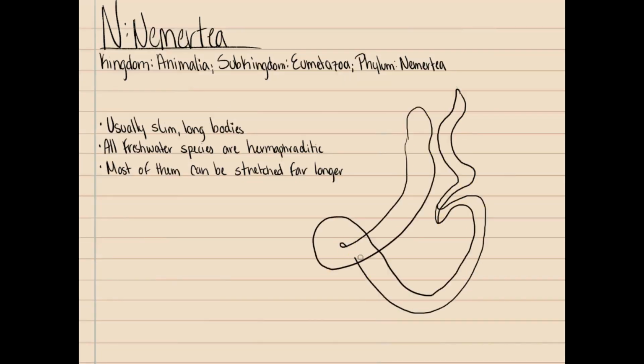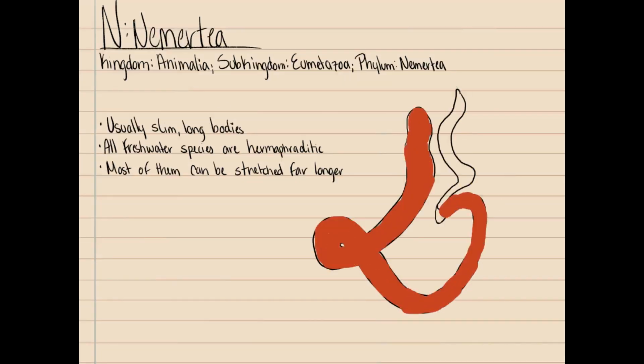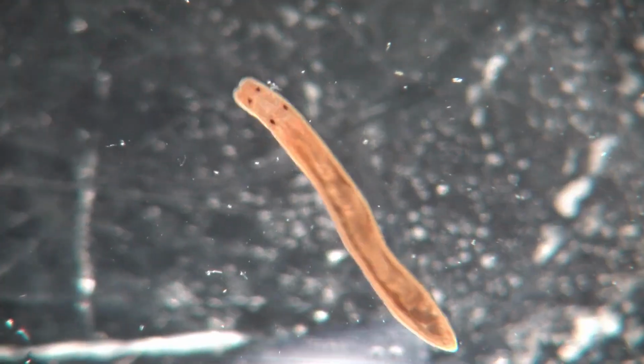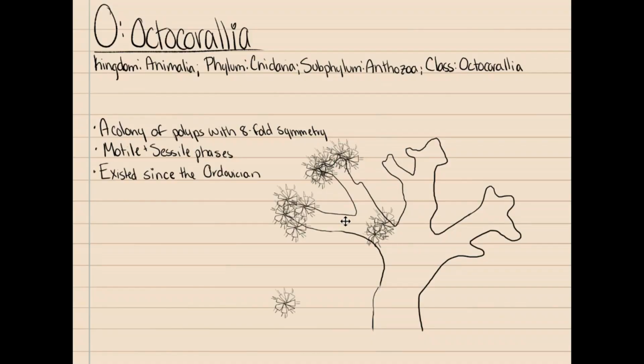N is for Nemertea, or ribbon worms, some of which can stretch up to 10 times their length. And here's a video of a Nemertea.